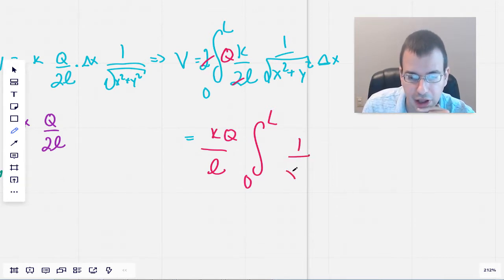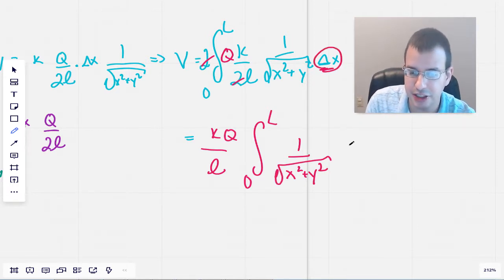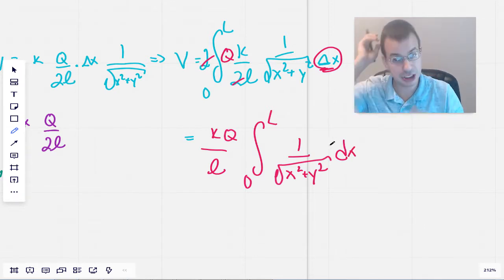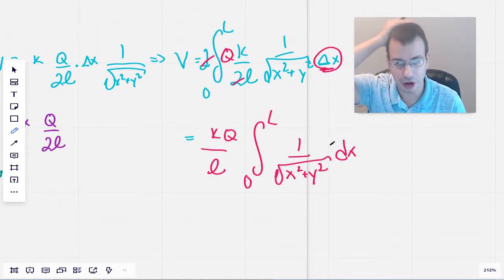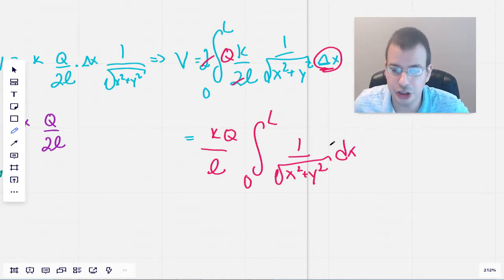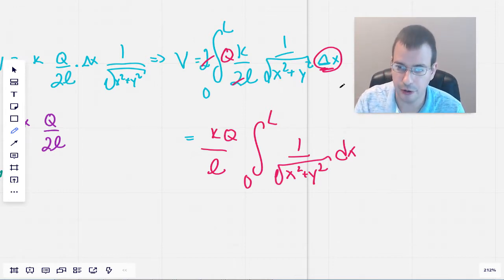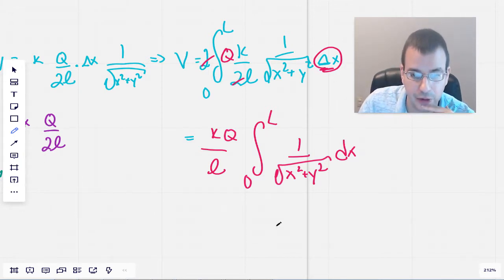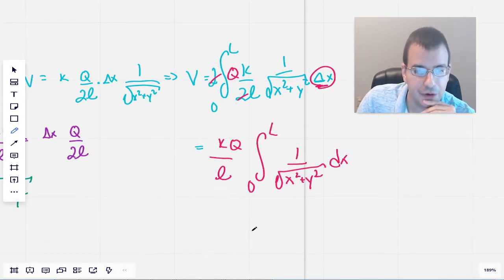1 over the square root of x squared plus y squared. I'm going to convert this delta x to a dx. I'm basically saying delta x goes from a very small definable amount to an infinitesimally small segment, which then basically means it's going to be written as dx. Now this is a form that we are more familiar with.